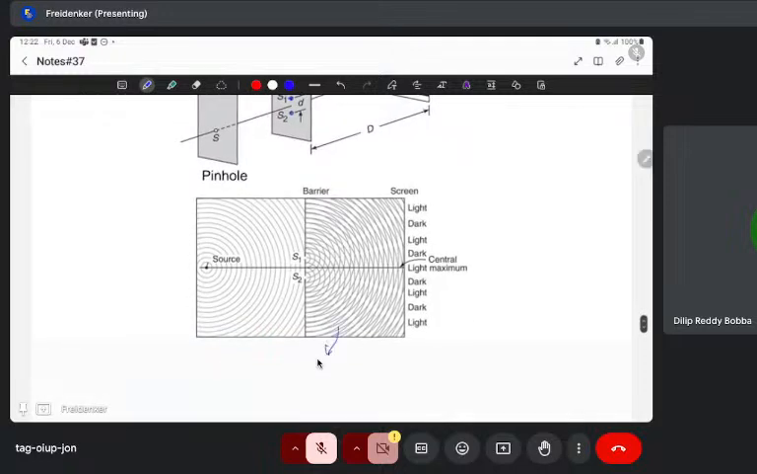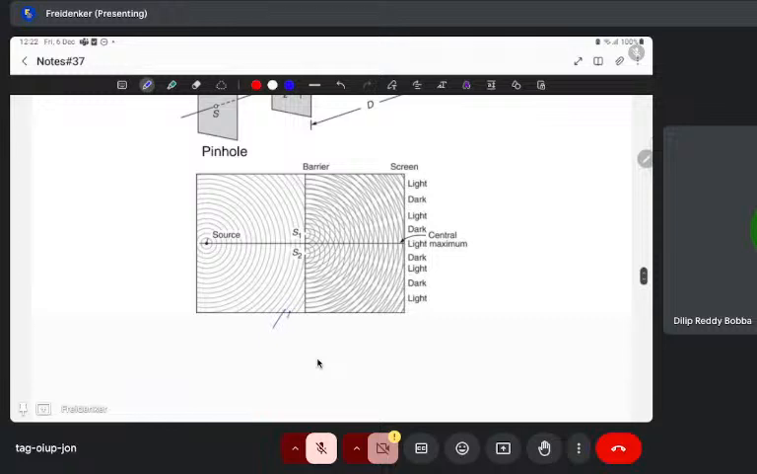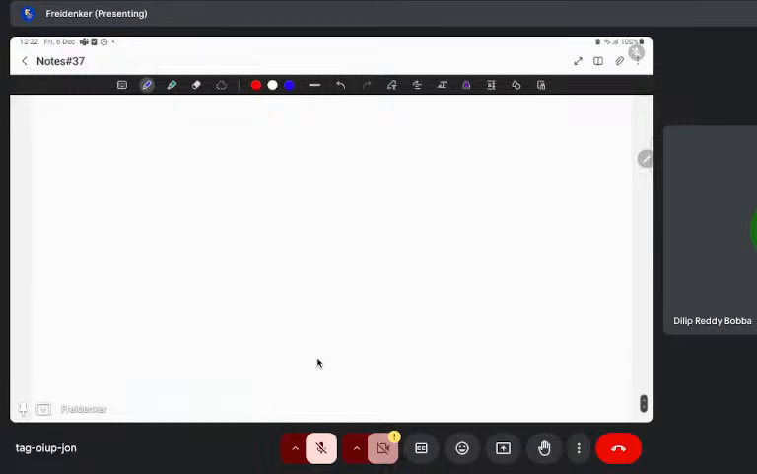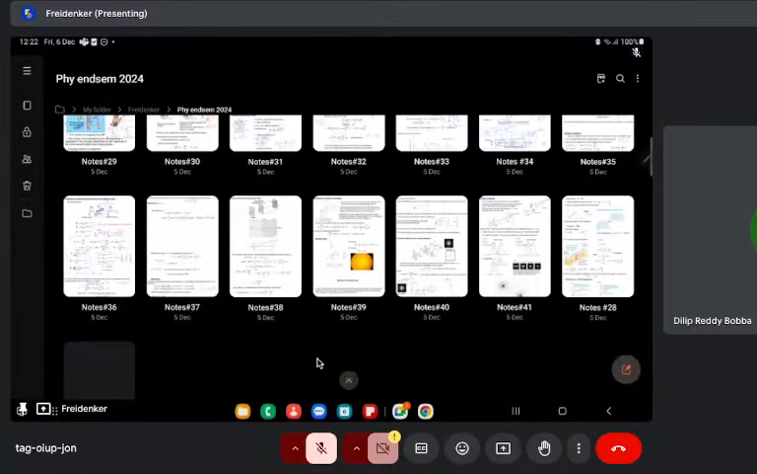These are the wave fronts that I was talking about. These are called wave fronts. This is one wave front. This is one wave front. Okay, nice.